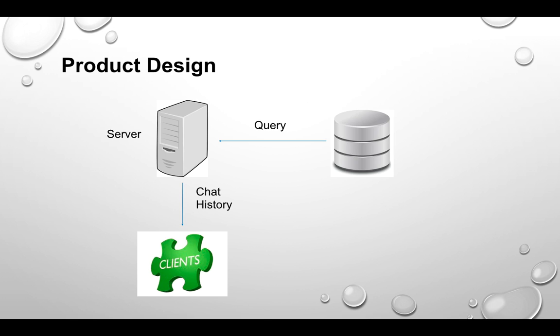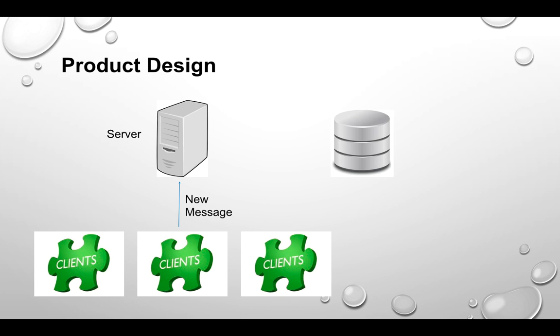Now let's say there are multiple clients. When a client sends a new message, it will send the message to the server, and the server will do two things. One is to store the message into the database. The other is to broadcast the message to the other clients.